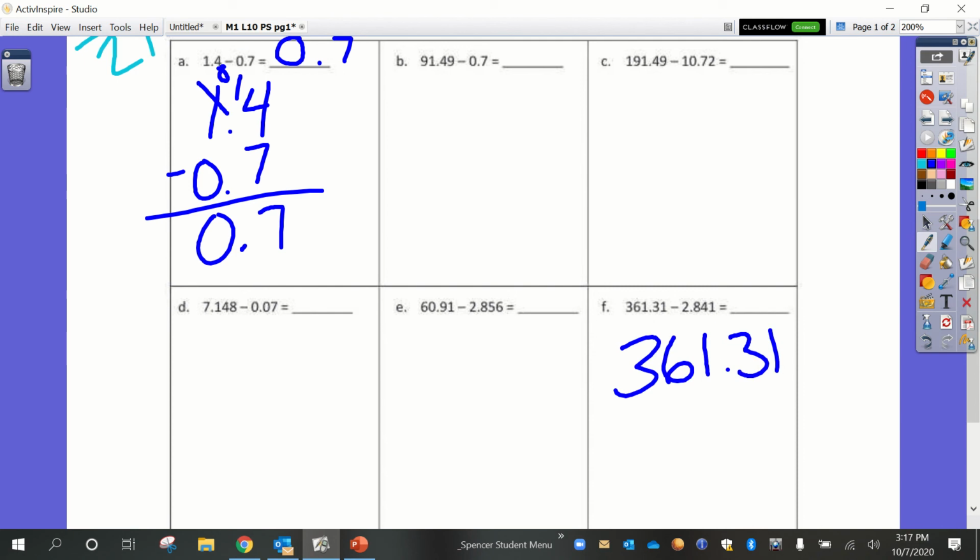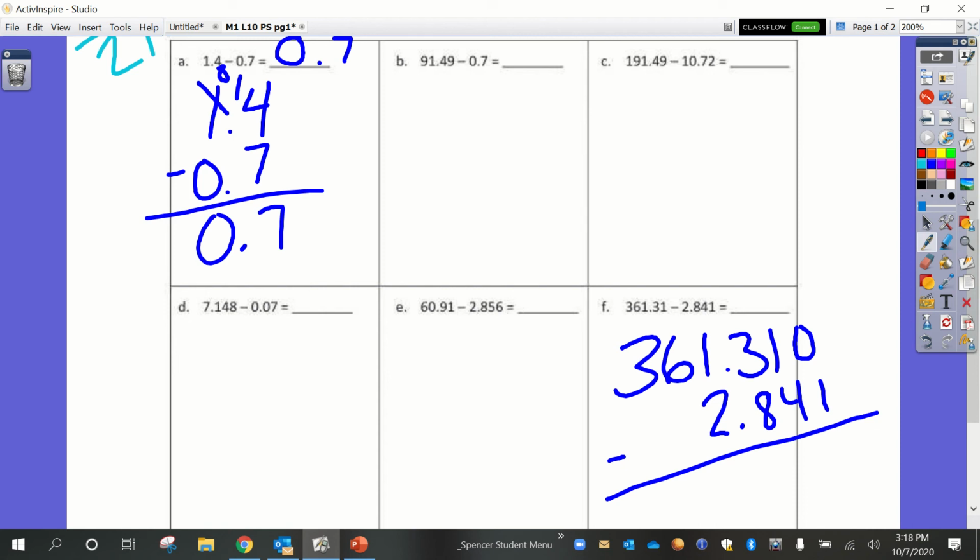So 361 and 31 hundredths minus, now careful on this one because look at where the decimals are. There's three digits before the decimal on the first number. There's only one digit in front of the decimal on the second number. So that is why we love using that decimal to line things up. That means I need to place a zero on this top number. Okay, so now we can start subtracting.